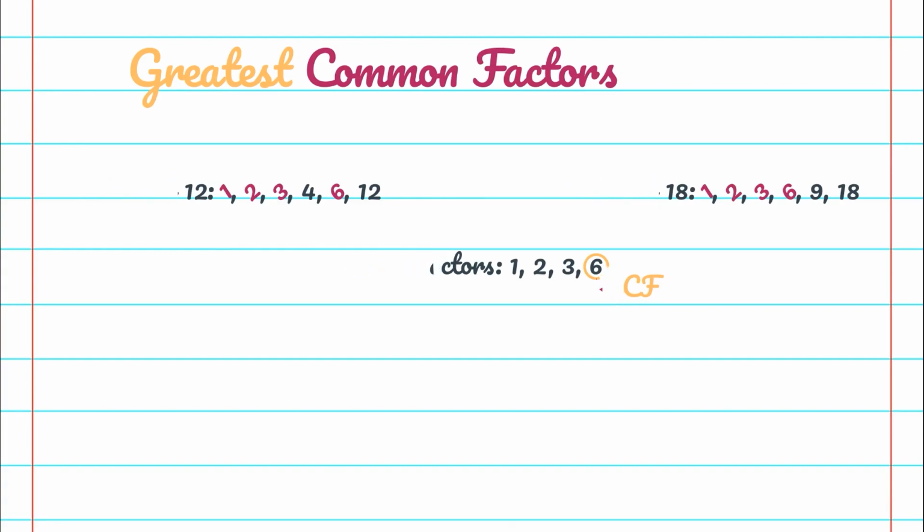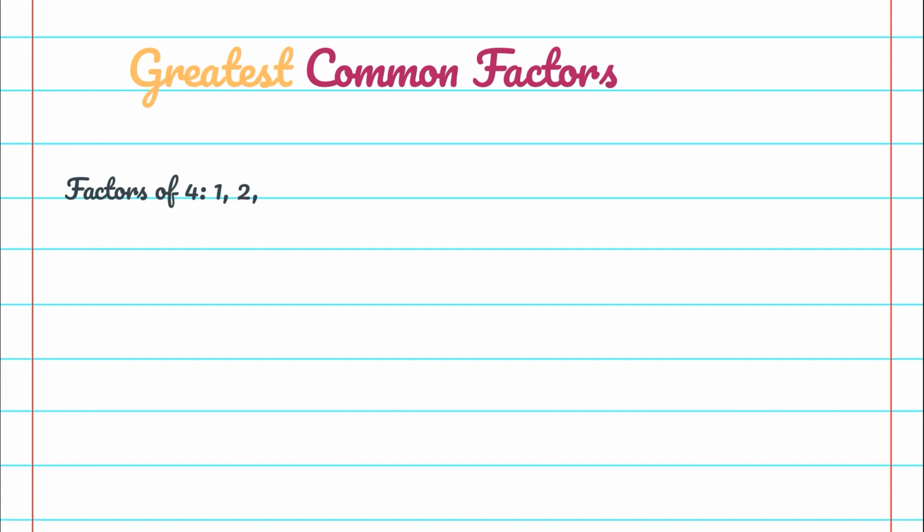Let's take another example of 4 and 10. Factors of 4 would be 1, 2, and 4. Factors of 10 would be 1, 2, 5, and 10. The common factors of both of these numbers are 1 and 2, and the largest among them is 2. So the greatest common factor would be 2 in this case.